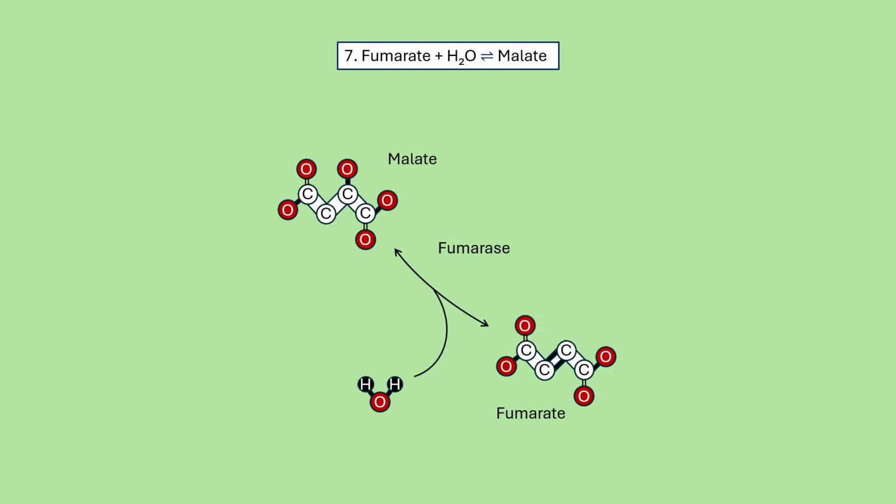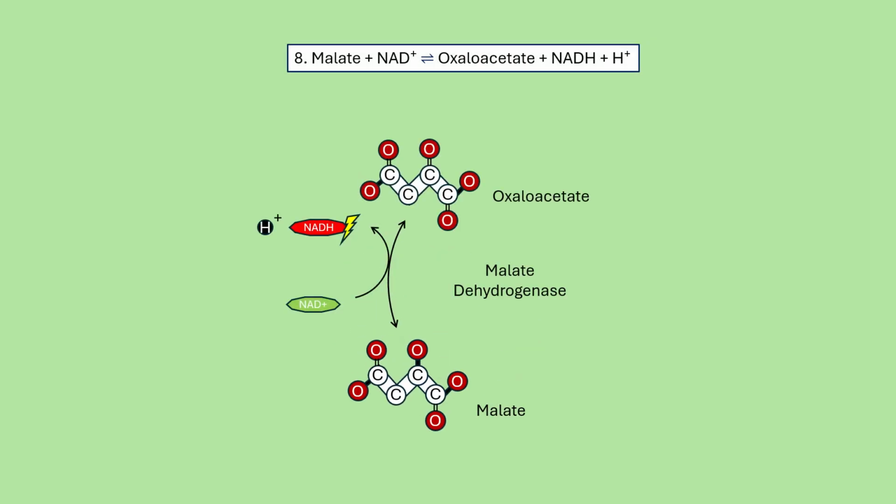Next is a hydration reaction catalyzed by fumarase, and it adds a water molecule, so a hydroxyl group, to the fumarate, turning it into malate. It's a very simple step. Finally, malate is oxidized, turning the hydroxyl group to a carbonyl group by malate dehydrogenase. This generates another NADH and a proton, and notice how we regenerated oxaloacetate.